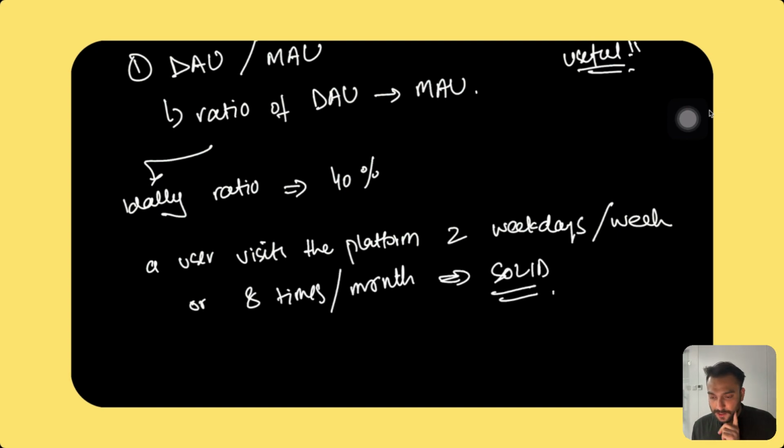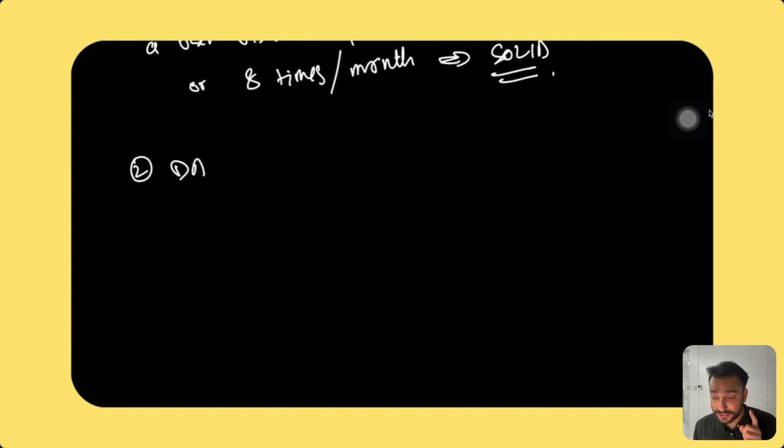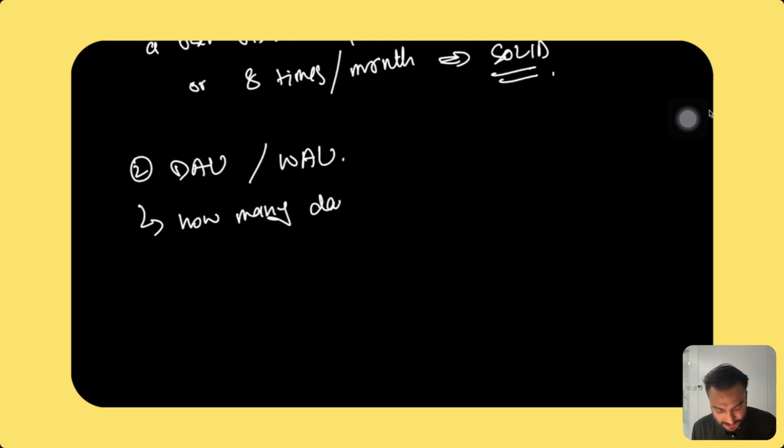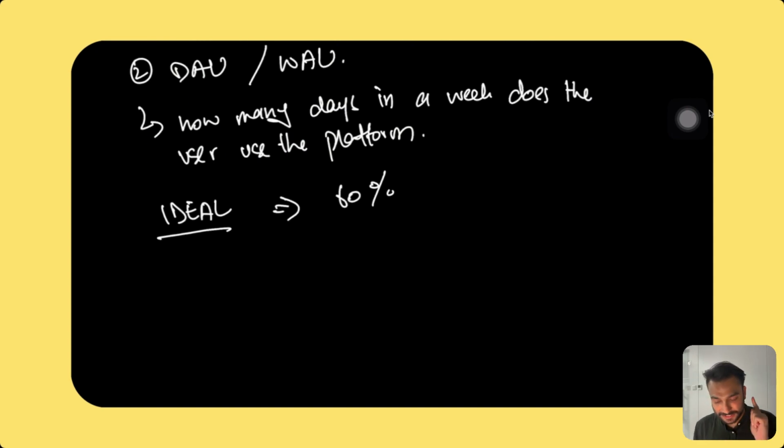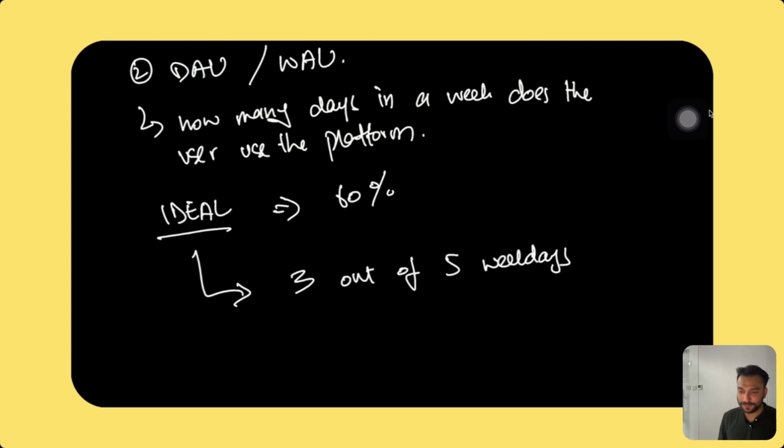Then the second one we have to look into is daily active users to weekly active users. The ratio ideally should be 60%, which basically means that 3 out of 5 weekdays your users are on your platform, which is very high and very solid.